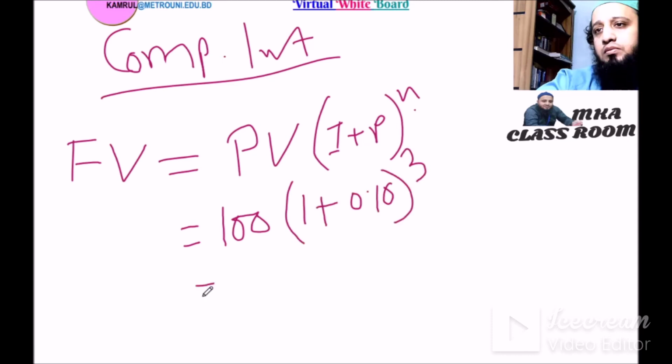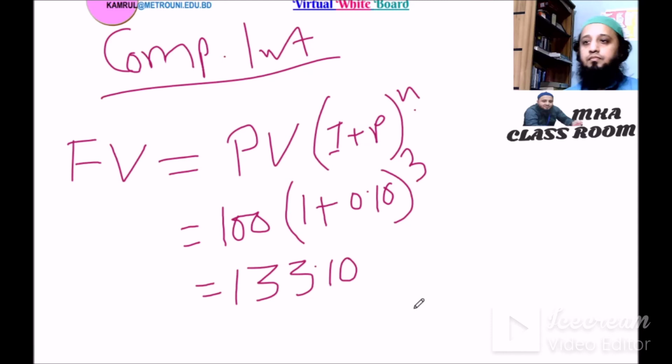Then if we press this in our scientific calculator, what will happen? 100 into 1 plus 0.10 power 3. So this should be 133.10 taka after 3 years.